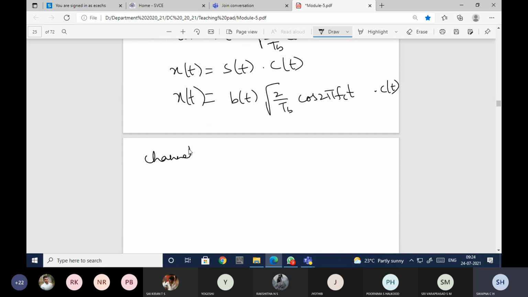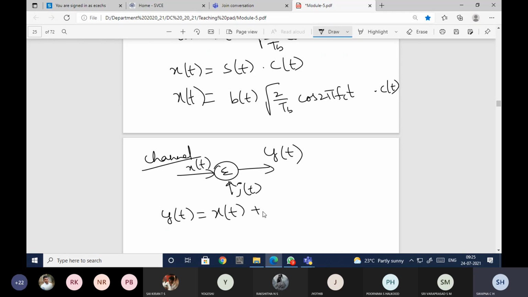So at the channel, what will happen? x of t will get added with j of t, so that my output here is y of t. So I need to get the y of t equation. y of t is nothing but x of t plus j of t. Both will get added here. This is plus and this is also plus. So x of t is nothing but b of t into c of t root 2 by Tb cos 2 pi fct, plus j of t. This is what your y of t equation.